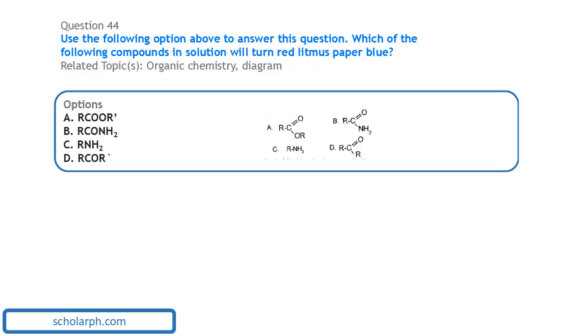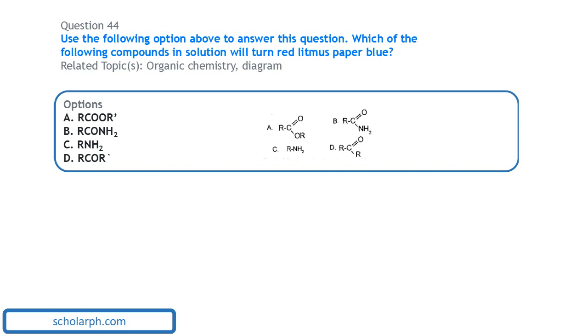Next question, use the following options above to answer this question. Which of the following compounds in solution will turn red litmus paper blue? So we know that the litmus paper is either red or blue. Litmus paper in an acidic medium is red. In an alkaline or basic medium, it is blue. Now to turn a red litmus paper blue, you have to put it in an alkaline medium. So the question is to identify which of these compounds in solution is going to turn red litmus paper blue.